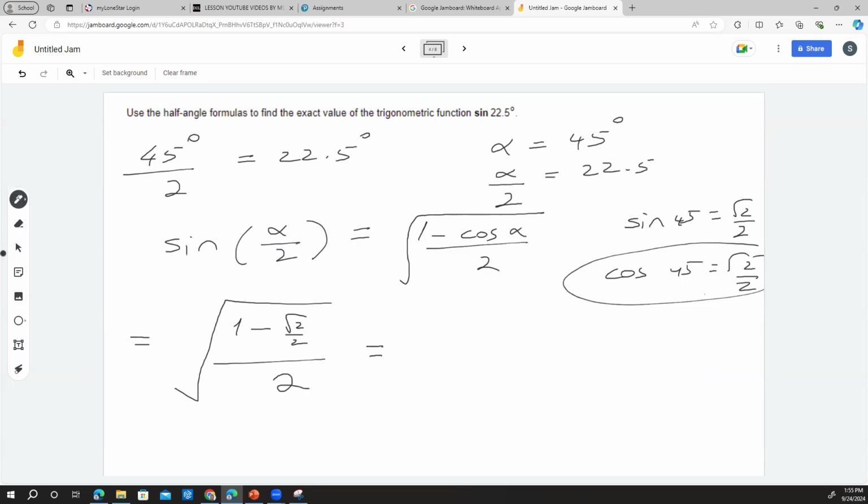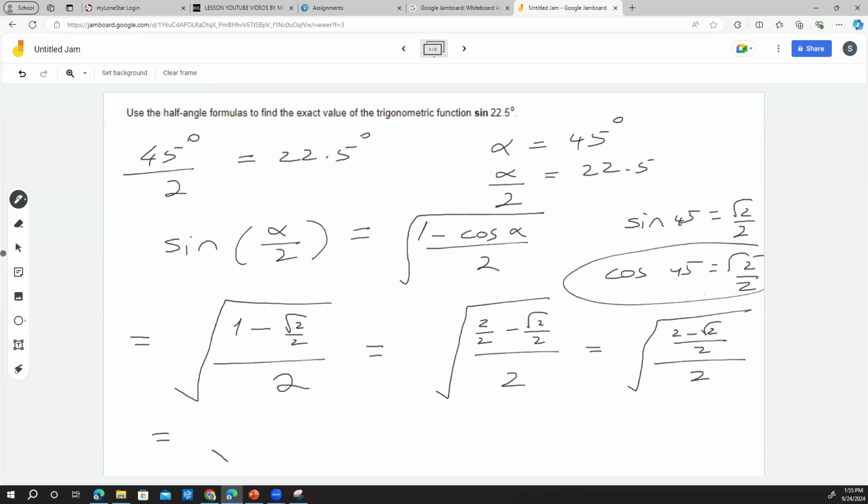Again, just like the previous example, my trick is changing the 1 to 2 out of 2 so the denominators can match. So I can write them as a single number. So at the top, I can now write them together as 2 minus radical 2 over 2.